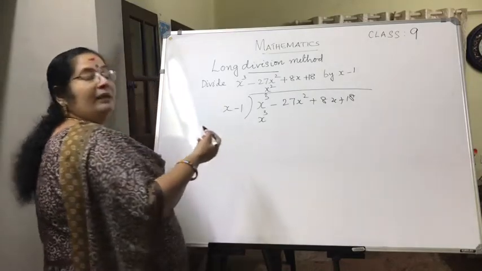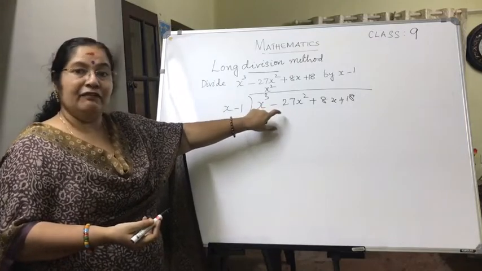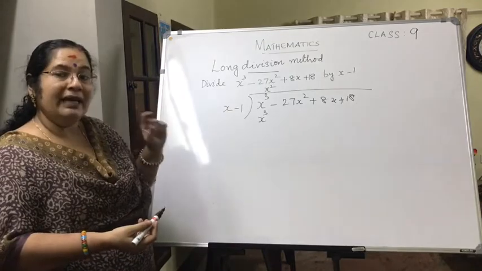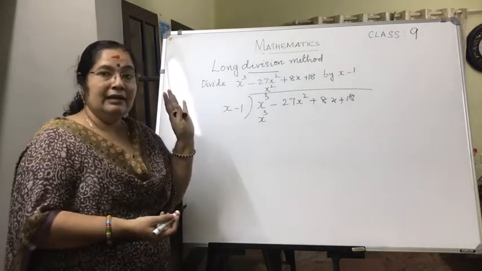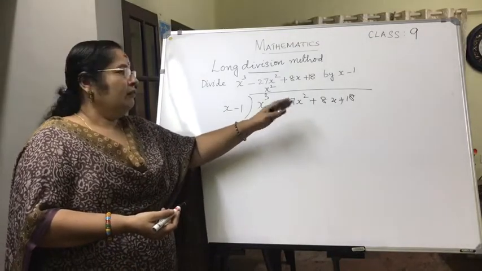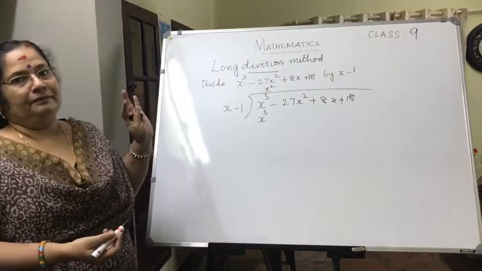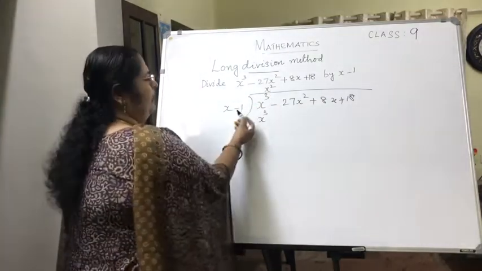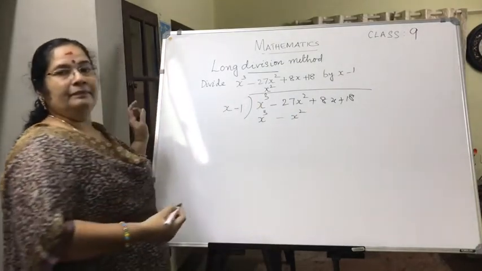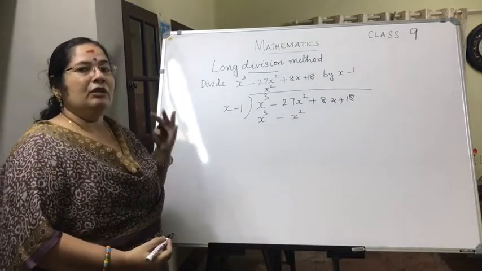See, sometimes when you multiply this with the divisor, you may get a term which is not there in the dividend. Don't worry, you will be writing that term over here, and while doing the next steps, that term also will be included. So here x square into minus 1 is minus x square. Minus 1x square. Now what is the next step? Like normal division. What is the next step for division?